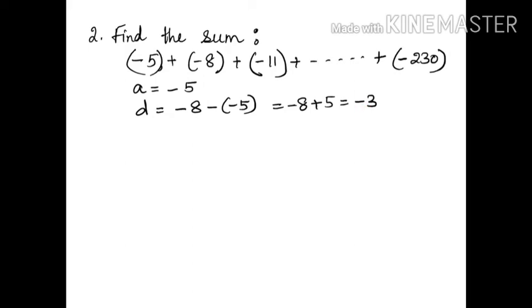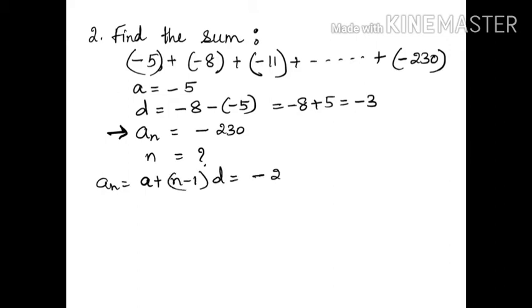Now it's not given how many terms are there in this AP, but we know the last term. So the nth term of the AP is minus 230 and we don't know n. So using the formula for the nth term, we can find out n. So a plus (n minus 1) times d is equal to minus 230. Substitute the values. Minus 5 plus (n minus 1) times minus 3 is equal to minus 230.